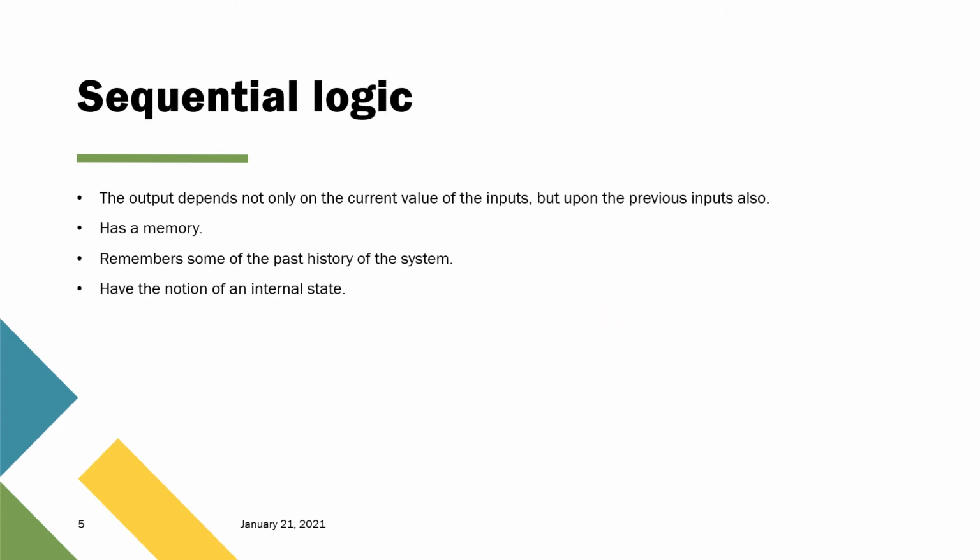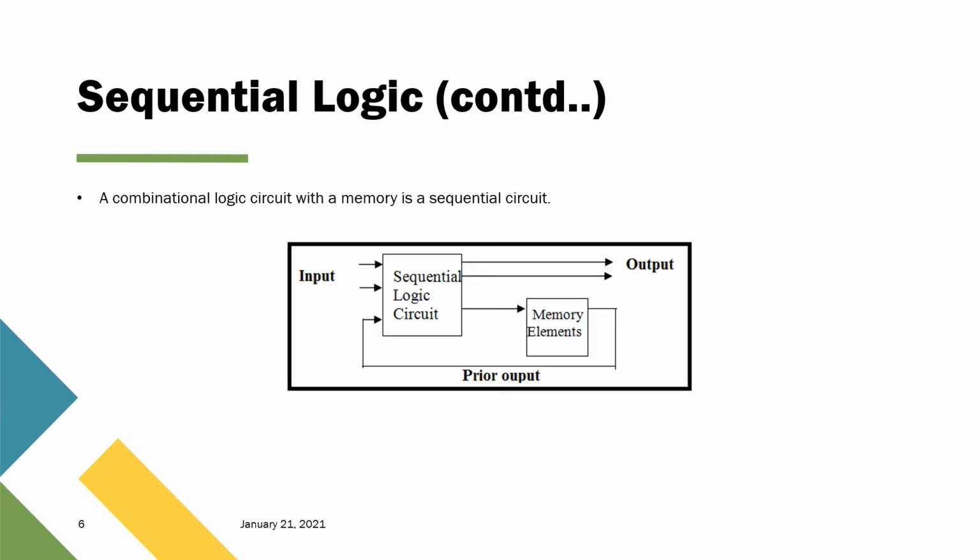A sequential logic has a memory. Therefore, the output depends not only on the current value of the inputs but upon the previous inputs also. A sequential logic circuit remembers the past history of the system. It has the notion of an internal state. Here's a diagrammatic explanation of a sequential logic. A combinational logic circuit with a memory is just called a sequential circuit.